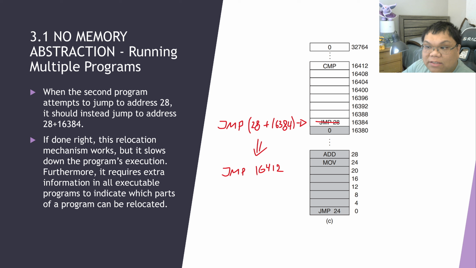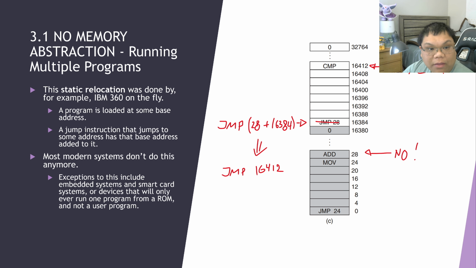If done right, this relocation mechanism works, but it can slow down the program because now we have to do addition operations before we even jump to the right address. This can slow down the program. This is called static relocation, by the way.